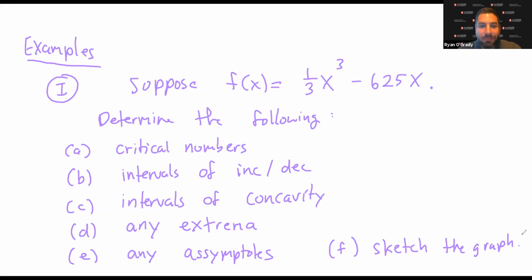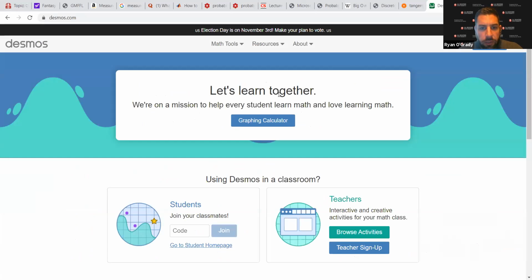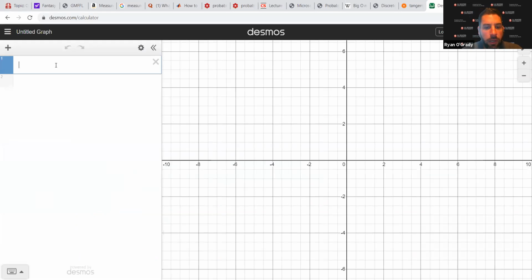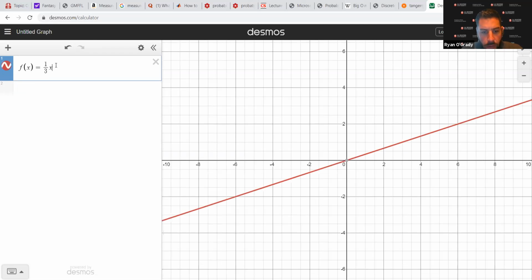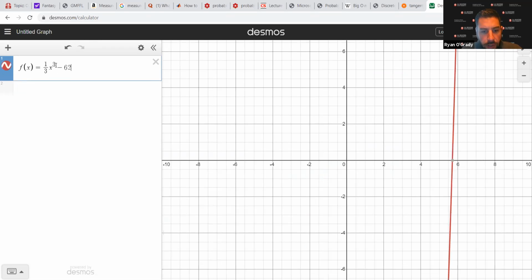This is good. Okay, now here's an interesting thing, and this is going towards the things I've complained to you guys about before. I'm going to share Desmos with you, and hopefully you're all seeing Desmos. I want to graph this in Desmos, so I'm going to do what I think I know how to do. That is f of x equals 1/3 x cubed minus 625 x. And when I graph it, it looks like a straight line.